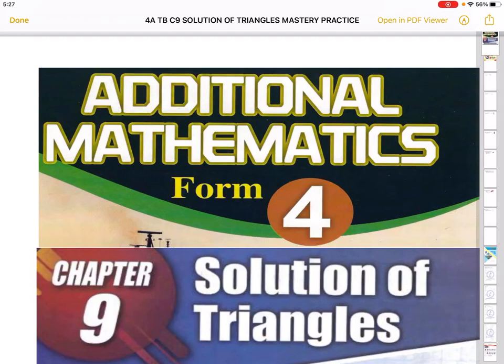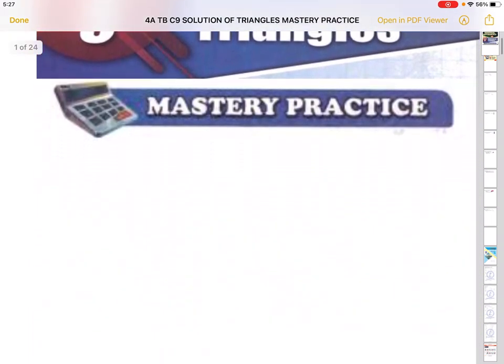Hello everyone, this is Additional Mathematics Form 4 textbook questions for Chapter 9, Solution of Triangles Mastery Practice.